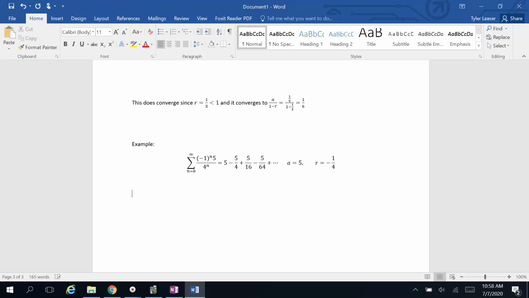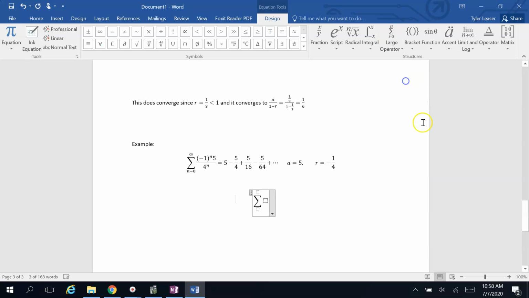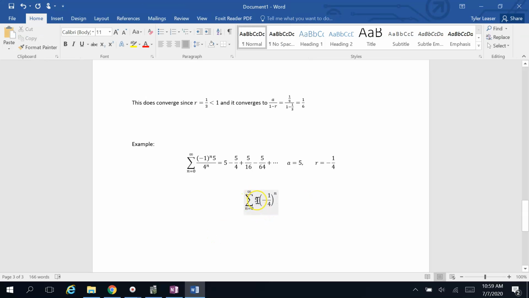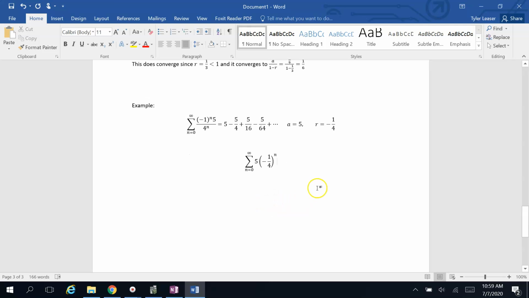Another way of figuring that out would be to just rewrite your infinite sum into that format that we're used to. Since that 5 has nothing on it, I can just bring that to the front. And then I have negative 1 to the n divided by 4 to the n. Because both of these are raised to the n power, I can combine them together and then raise the whole thing to the n. Now it's in that format where my a is 5 and my r is going to be the negative 1/4. The r is allowed to be negative, as you can see.